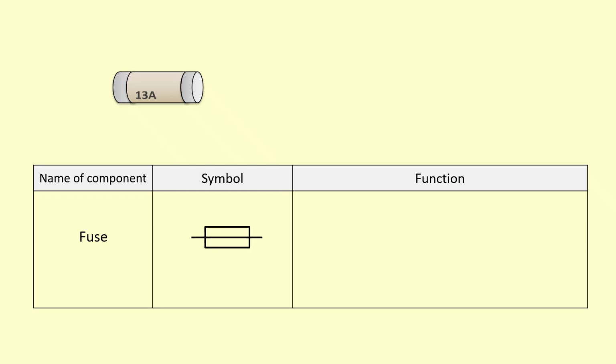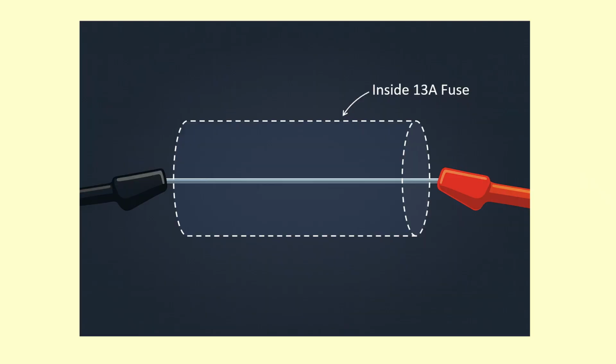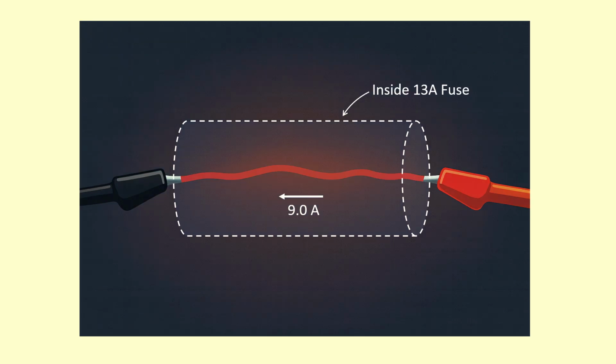Let's look at how a fuse works. Let's say this is the inside of a 13 amp fuse. There's a thin wire right in the middle. If I put a 1 amp current through it, it's absolutely fine. It works completely normally. If I start to increase that current, let's say 9 amps, as you can see, it's starting to heat up there, but it's still working.